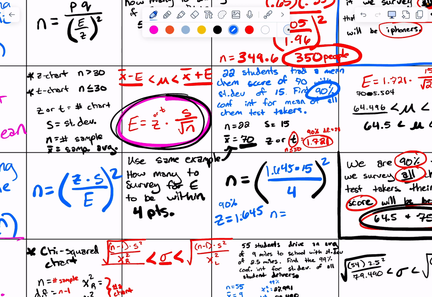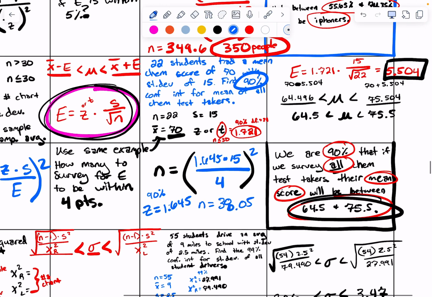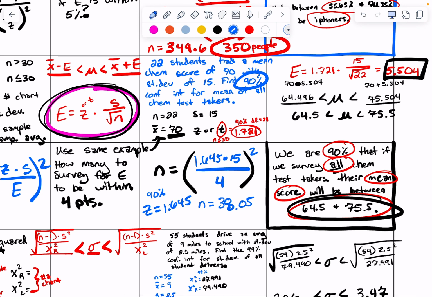1.645 times 15 divided by 4 and squared is, that's not too bad, is 38.05. So if I survey almost double the amount of people, 38 people, that's not too many, right? I end up with an error of 4.